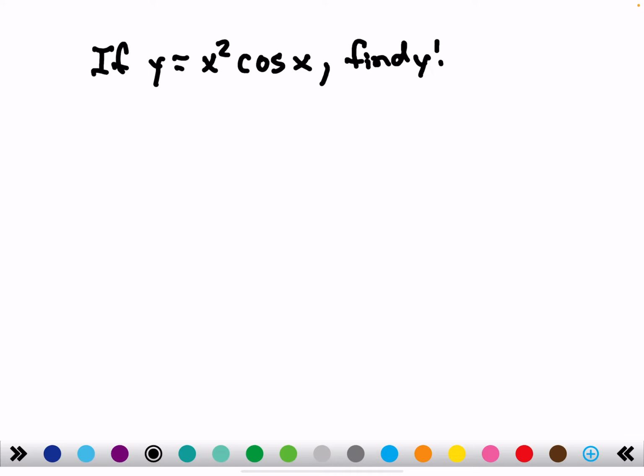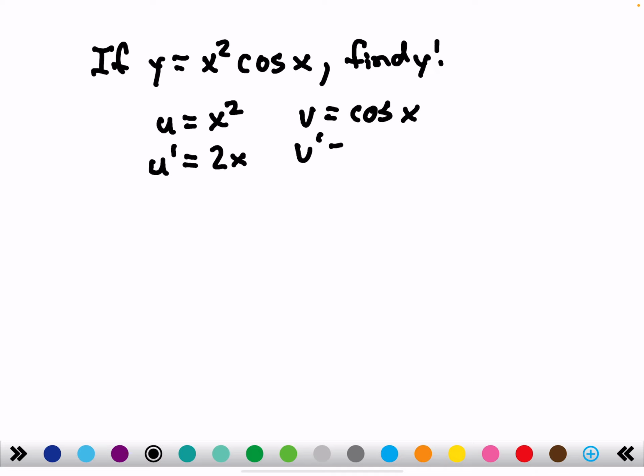If y equals x squared cosine x, find y prime. Please pause the video and then restart once you have an answer or if you have any questions. First we set u equal to x squared and v equal to cosine x. U prime is the derivative of x squared. That would be 2x using the power rule. And v prime is the derivative of cosine x, which is negative sine x.